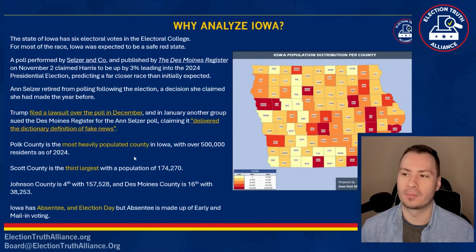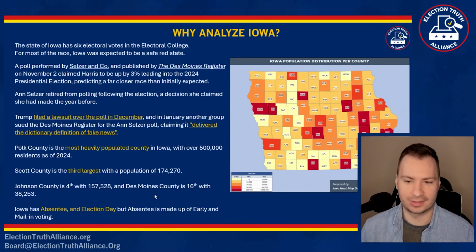So now we're going to look at 4 counties. This heat map here on the right, or this density map, is showing the larger populations. We're going to look at Polk County, which is right here in the middle, the most heavily populated county in Iowa with over 500,000 residents. Then Scott County, which I believe is on the side. They are the 3rd largest. And then Johnson County, which is right here as well, and they are the 4th largest. And just to throw it in, because we found the Ann Selzer situation interesting, we're going to look at Des Moines County. I believe they are the 16th largest county.